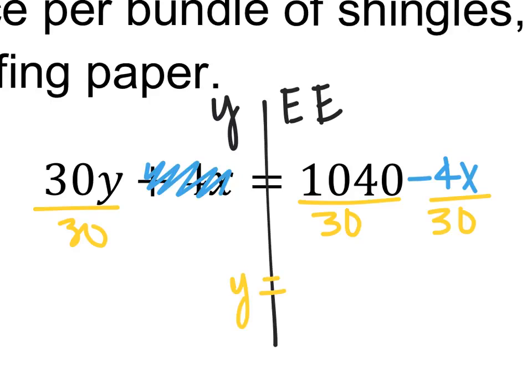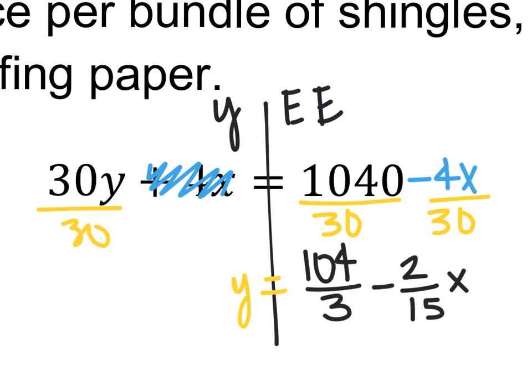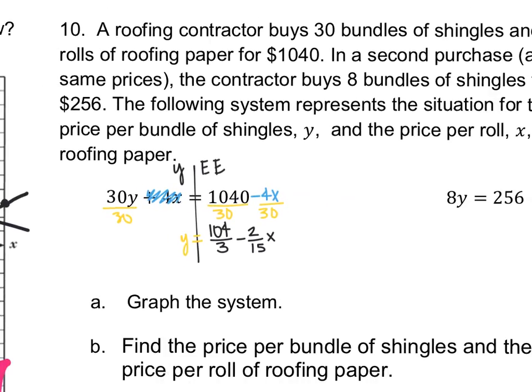So y equals 1,040 divided by 30 is a decimal. So we want to leave it as a fraction, so we're going to reduce it. And if you do math inner, it's going to give you the fraction 104 over 3. And then negative 4x divided by 30 is also a decimal, so we're going to reduce that. And if you do math inner, it's going to give you negative 2 over 15 x. So there is my first equation.